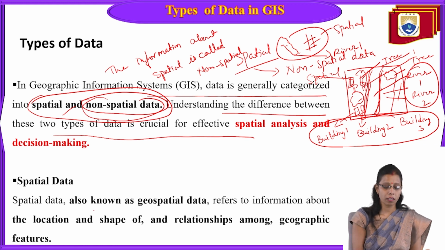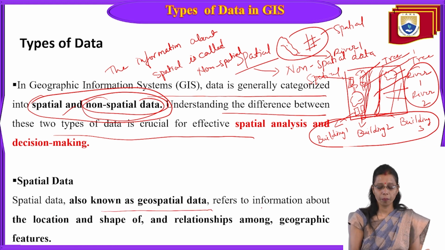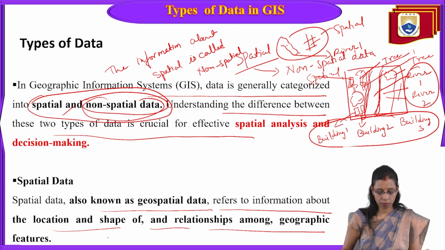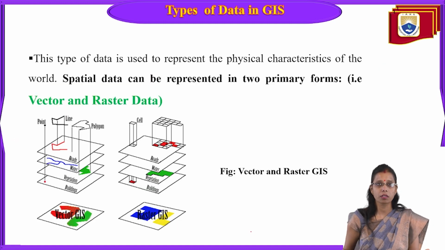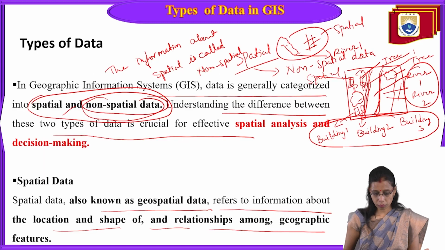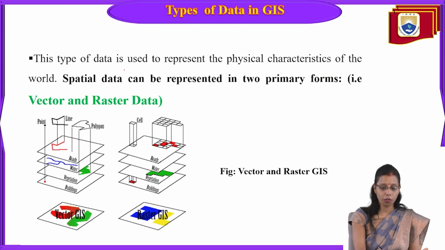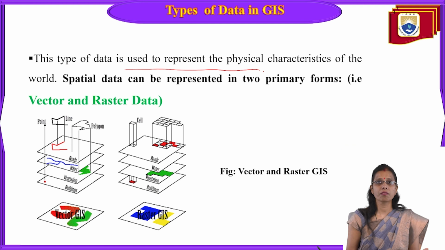So spatial data, also known as geospatial data, we also call it geospatial data when we study together, refers to the information about the location, shape, and relationship among geographic features. Location, shape, and relationship among the geographic features. Now, this type of data is used to represent the physical characteristics of the world.